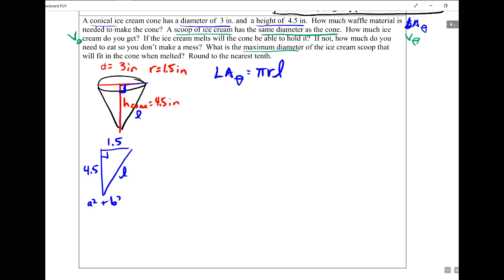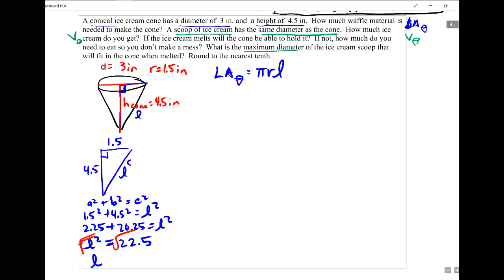A squared plus b squared equals c squared. Hypotenuse is always c. So 1.5 squared, 4.5 squared, L squared. This is 2.25, and 20.25 equals L squared. So L squared equals 22.5. We know how to get rid of a square root, so L is the square root of 22.5.